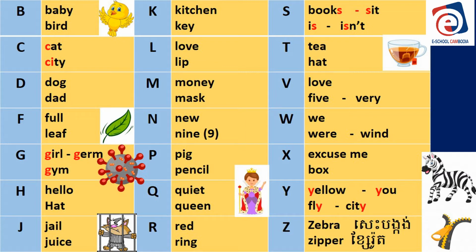Baby. Bird. Ka. Cat. S. City. Da. Dog. Dad. Fa. It is not fa. It's quiet. Fa. Full. Leaf. Ga. Girl. Ja. Germ. Jim.